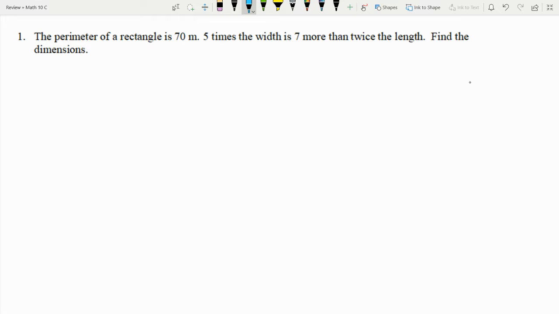Let's label. I'm going to set L to equal my length, and I'm going to set W to equal my width.